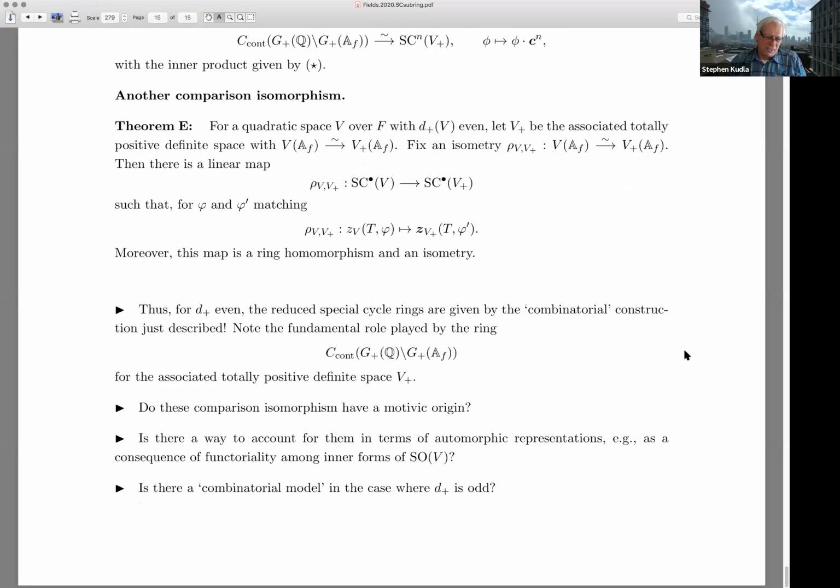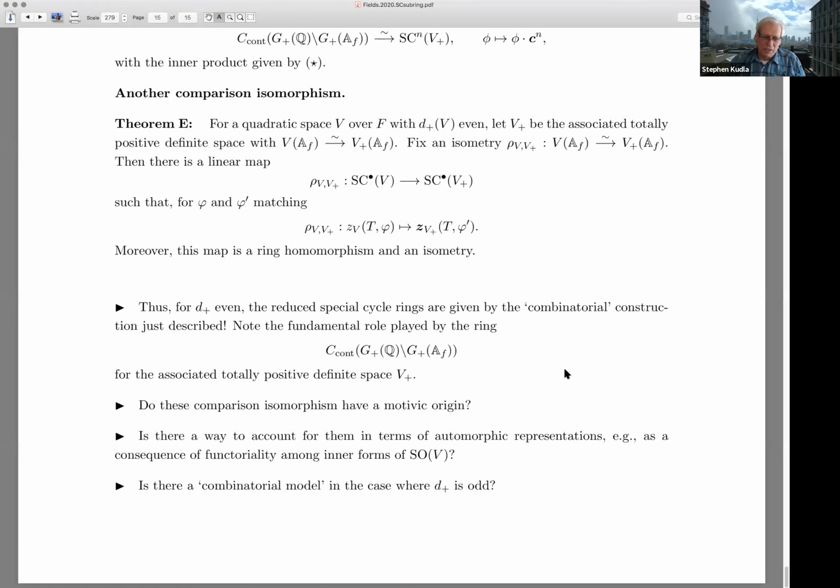And you can ask, what does this ring look like? I have no idea. I didn't do any calculations of examples. That's a question. Do these comparison isomorphisms, as I said, have some kind of motivic origin? Is there some motivic meaning for this guy? Or automorphic things? Is there a combinatorial model in the odd case? So if D plus is odd, is there some standard model in that case? I don't know.